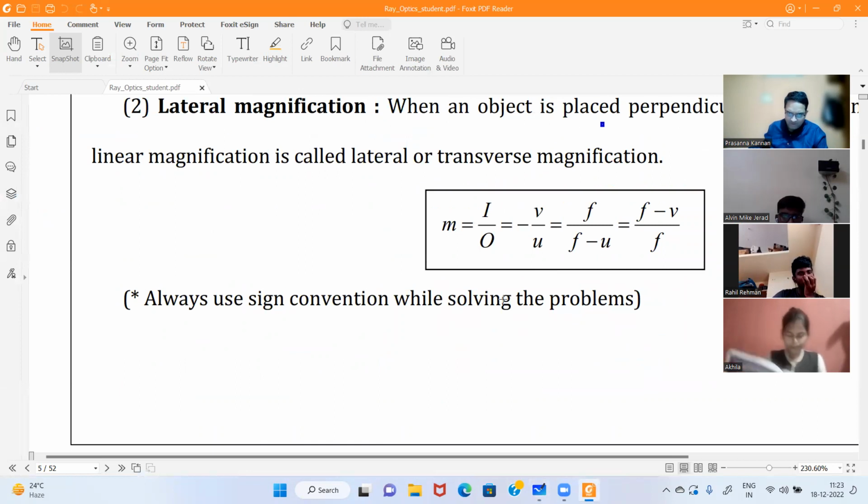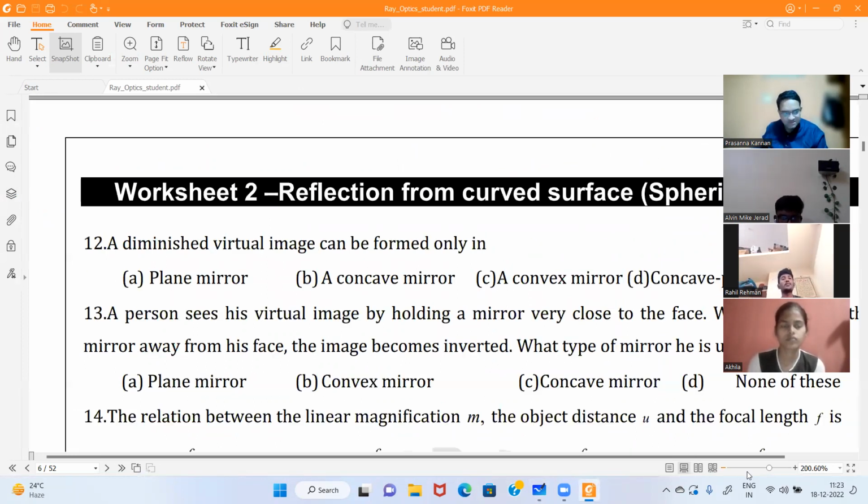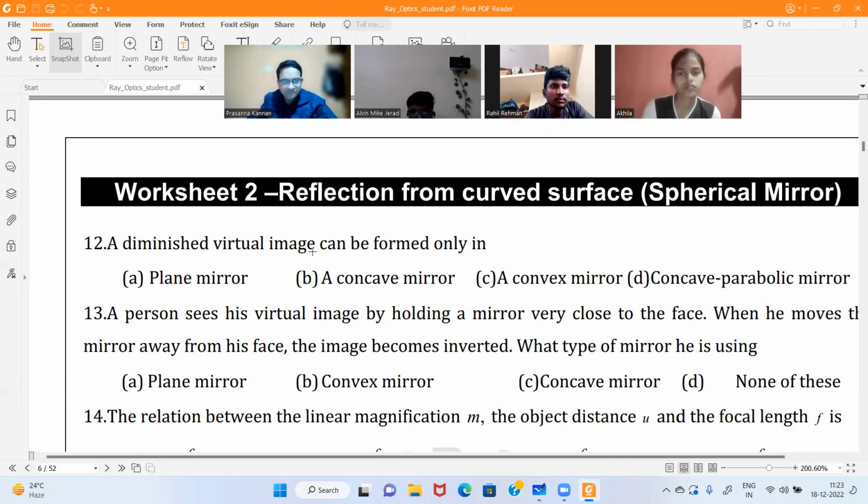We should use sign convention while solving the problems. You will understand. Now let's answer the questions one by one. Question number 12. Just observe and answer. A diminished virtual image can be formed only in convex mirror. Very good.